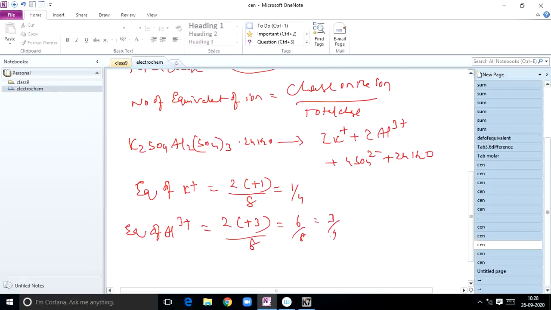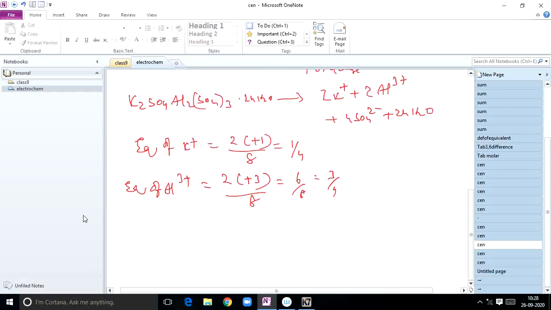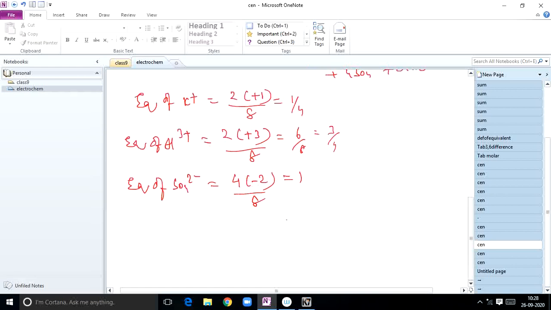Next, equivalence of sulfate ion. How many sulfate ions are there? 4 sulfate ions into net charge minus 2 by 8. So approximately you will get 1. Okay, neglect the charge. So you can substitute here.